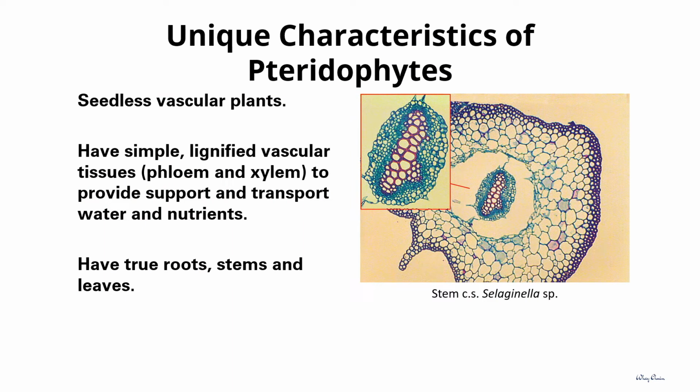Pteridophytes or ferns are vascular plants, but they are unable to form seed, so they are seedless vascular plants. Pteridophytes have simple lignified vascular tissues, which are able to provide support and transport the water and nutrients throughout the body of pteridophytes. With the presence of vascular tissues, pteridophytes are able to show true roots, stems, and leaves.